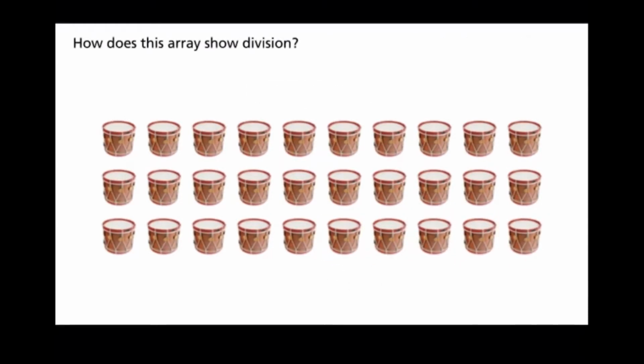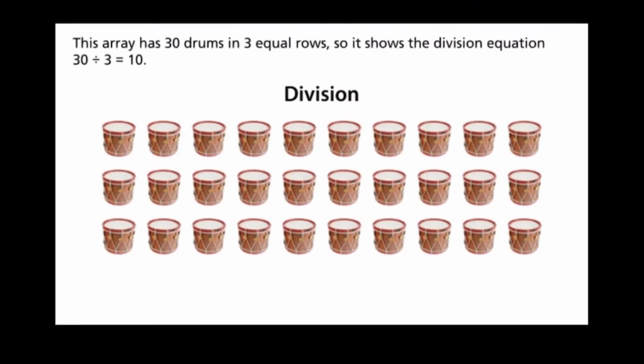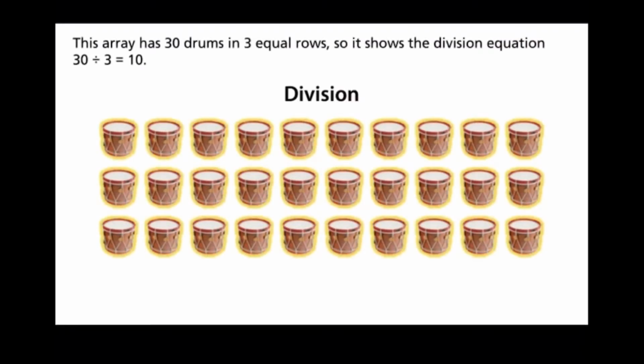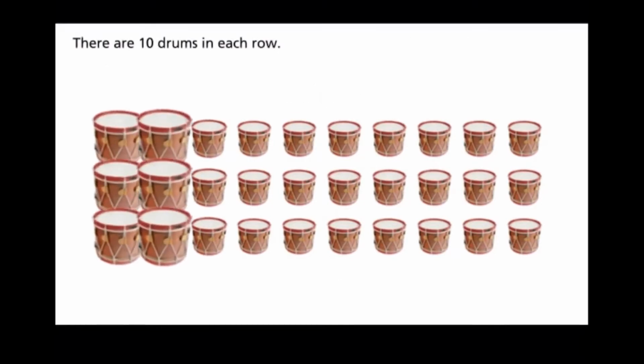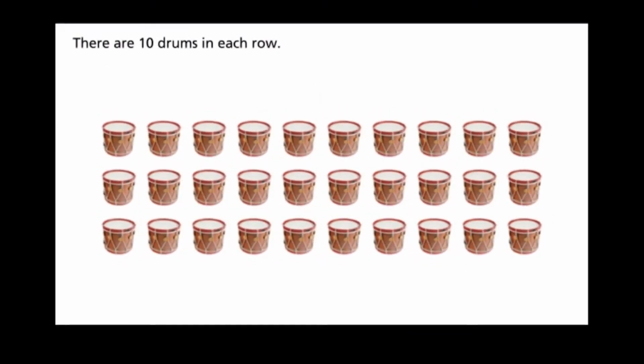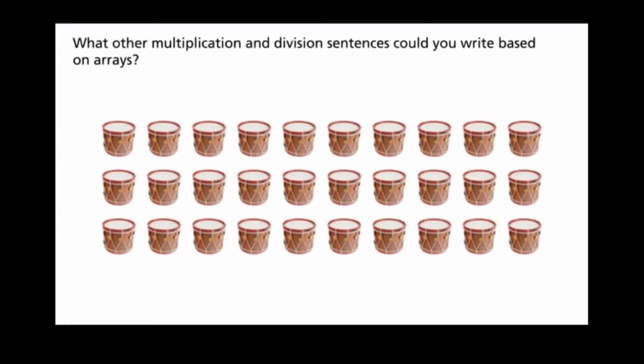How does this array show division? This array has 30 drums in 3 equal rows. So it shows the division equation 30 divided by 3 equals 10. There are 10 drums in each row. What other multiplication and division sentences could you write based on arrays?